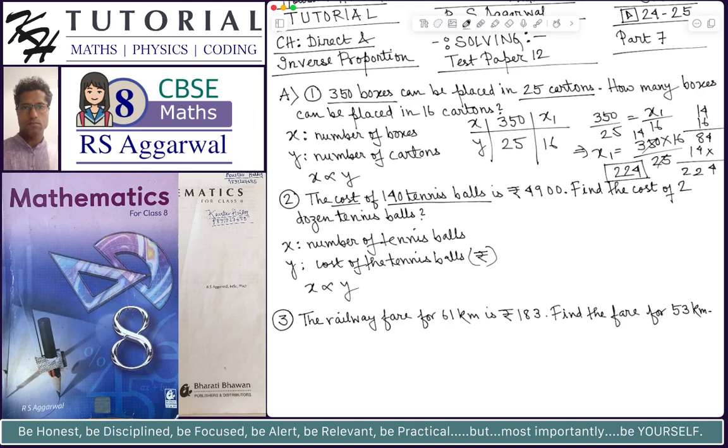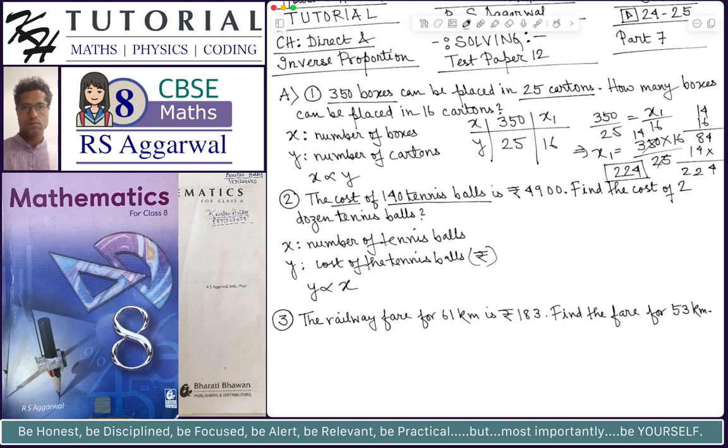In fact, the correct way of writing the variation is that the more the number of tennis balls, the more will be the cost. So I think this is a more meaningful way of writing the variation, that is y varies directly with x. If there are more tennis balls, the cost will be more, and if there are fewer tennis balls, the cost will be less.